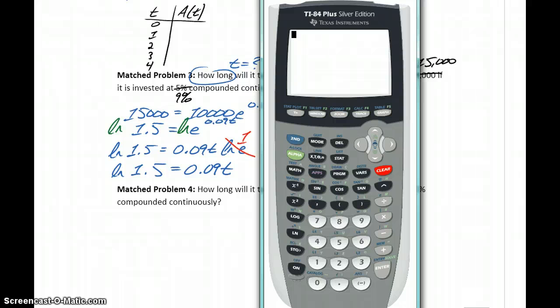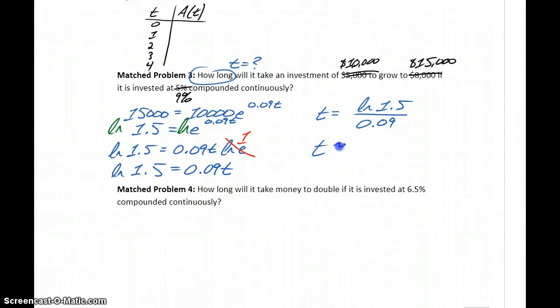So to evaluate this, we can use the natural log key. So we're going to take the natural log of 1.5, close that set of parentheses, and then divide by 0.09, which is going to give us about 4.51 years. So in this case, we could say that t is approximately 4.51 years. So after a little over 4.5 years, that initial investment of $10,000 will have grown to $15,000.